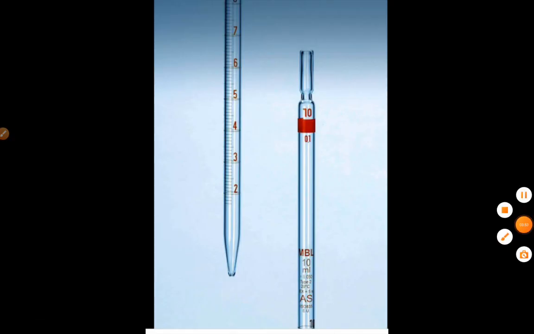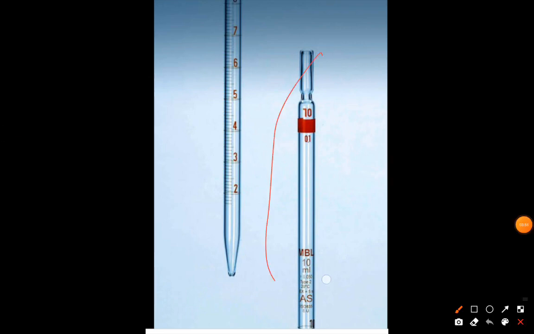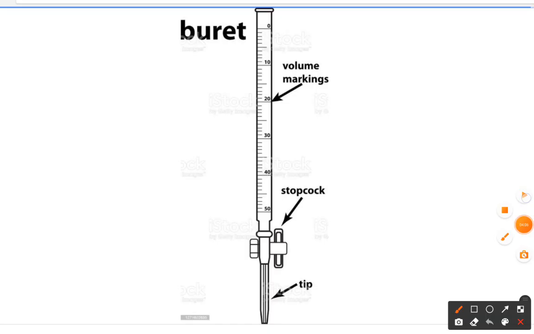You can see here, this is the pipette, sorry, with a 10 ml capacity. You are going to pipette out 10 ml of sodium hydroxide. And this is the burette. The burette will look like this.